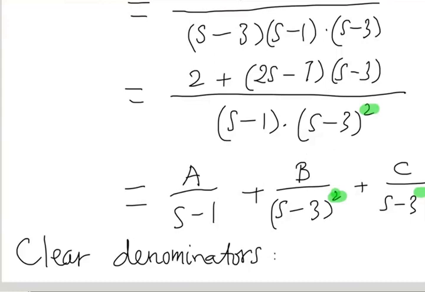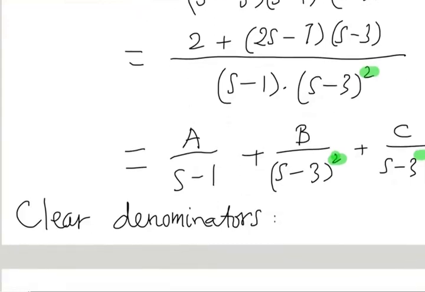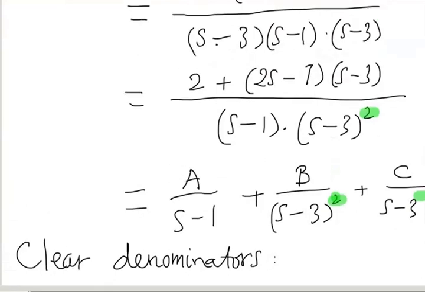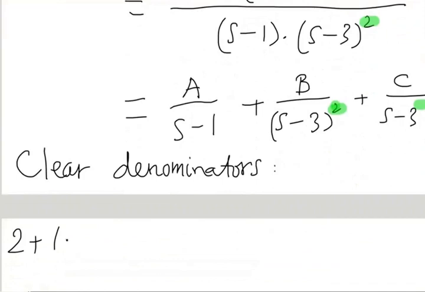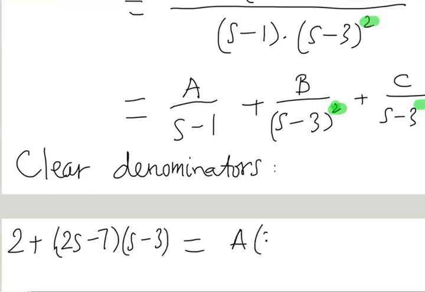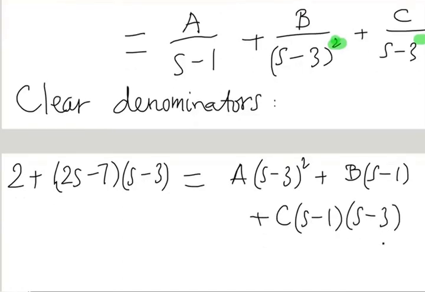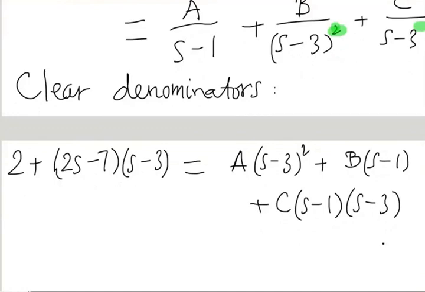By multiplying everything by the common denominator, we have on the left side the numerator above, which is 2 plus 2s minus 7 times s minus 3, equal to A times s minus 3 squared plus B times s minus 1 plus C times s minus 1 times s minus 3. You should do the algebra carefully.